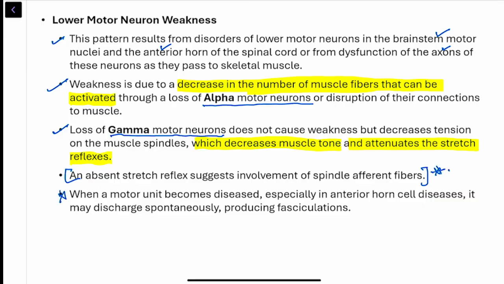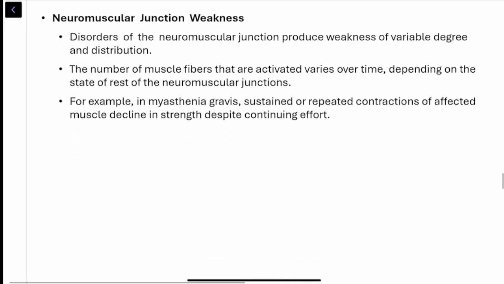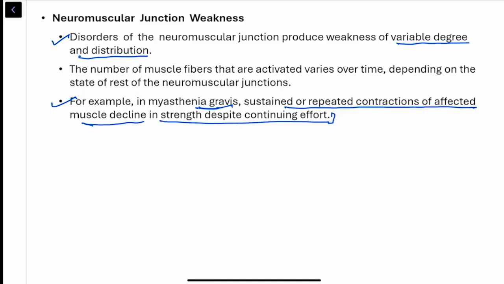When a motor unit is diseased, like in anterior horn cell disease, it may discharge spontaneously, producing fasciculations. Very important: fasciculation means a lower motor neuron element lesion. Neuromuscular junction disease will produce variable degree and variable distribution of weakness. For example, in myasthenia gravis, with sustained or repeated contractions of the affected muscle, strength declines despite continuing effort. Right, so this is all about neuromuscular junction weakness.